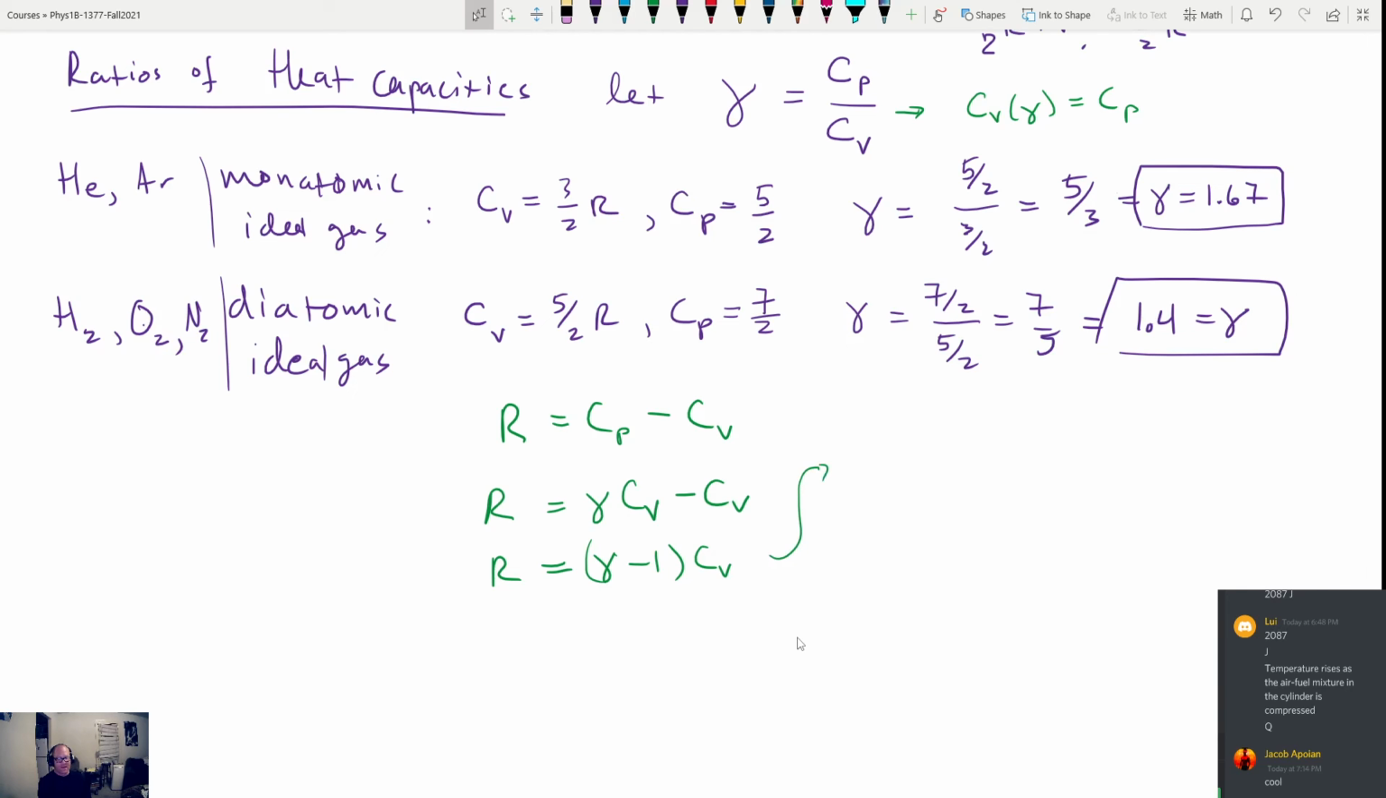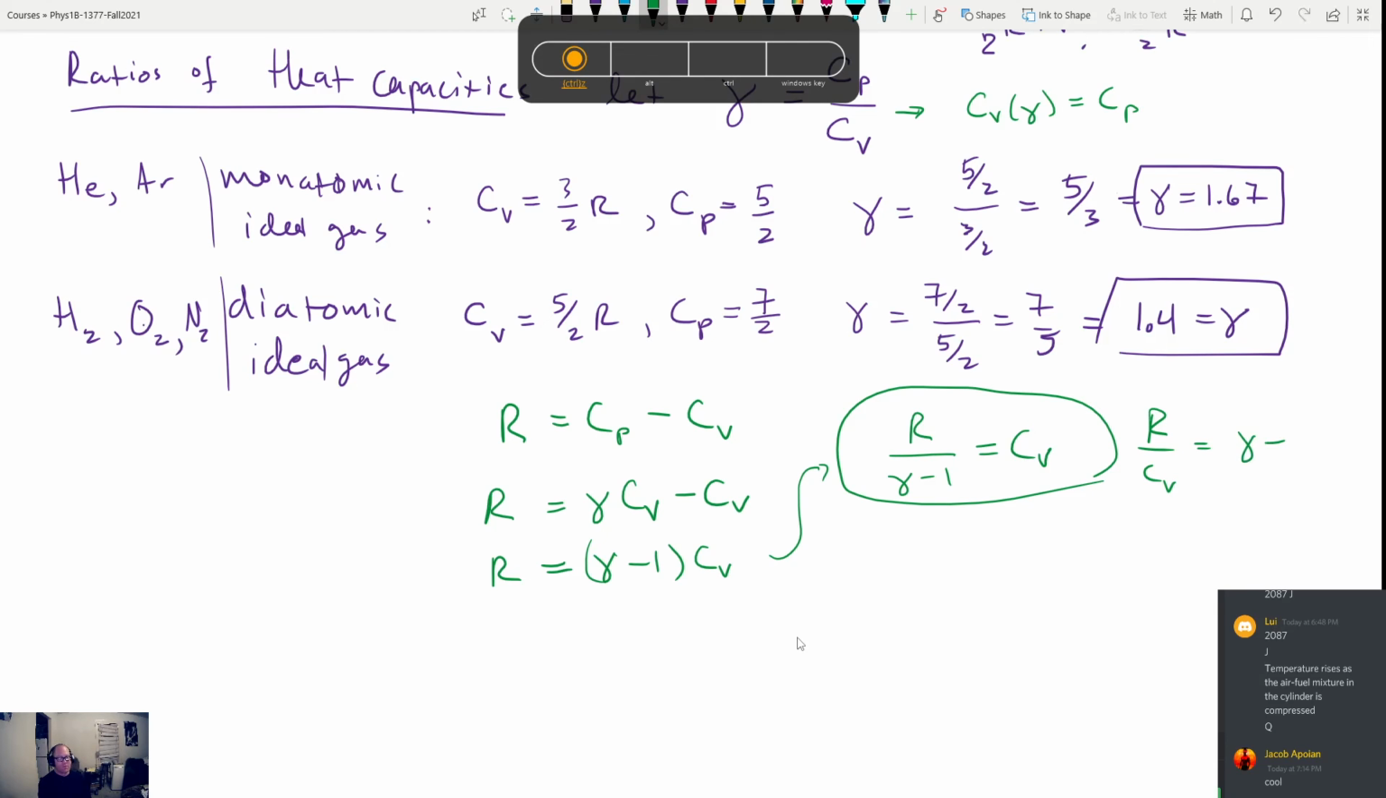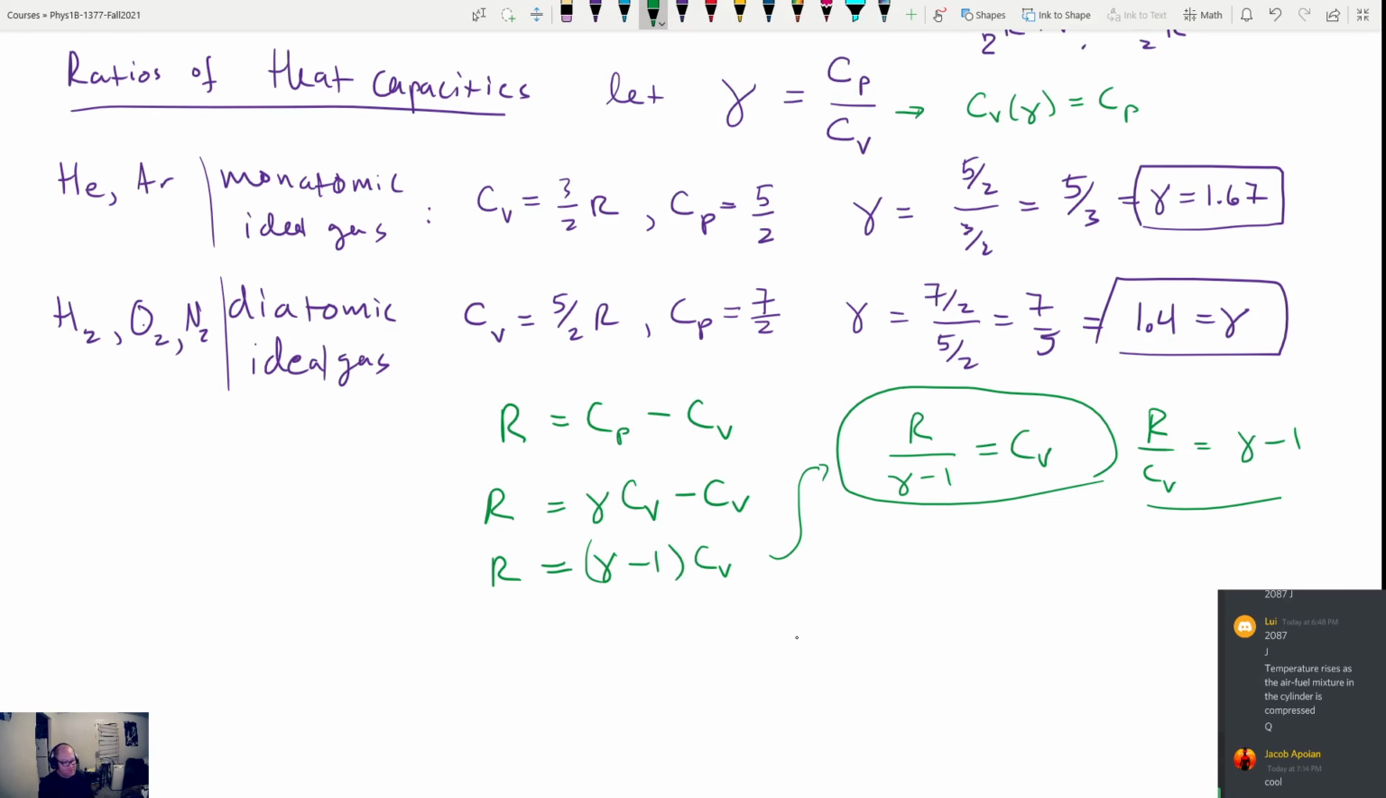It can also be written as R divided by gamma minus 1 is equal to CV. So this is something we might need at some point in one of these problems. It also tells us that the ratio of R divided by CV is equal to gamma minus 1. However you want to write it, it's going to be useful to us. And now I think we can do a problem. Does anyone have any questions before we move along?